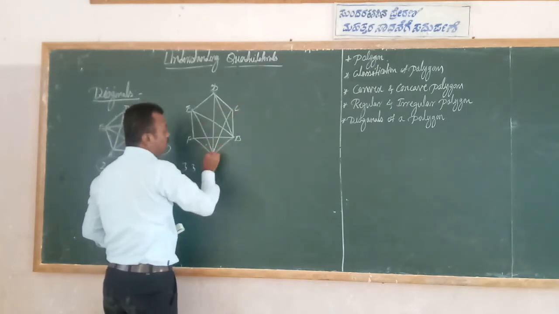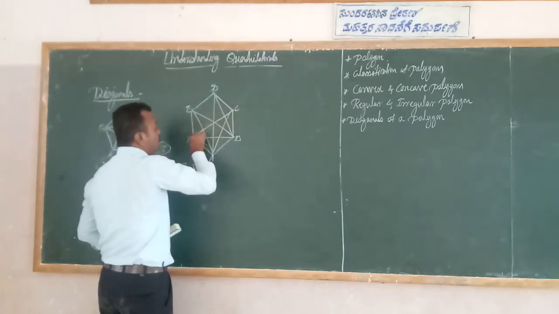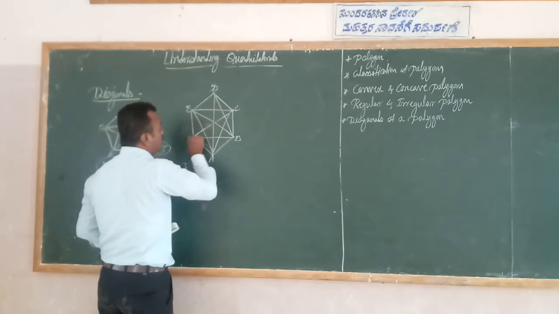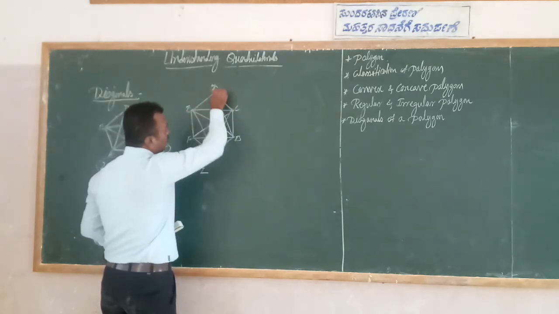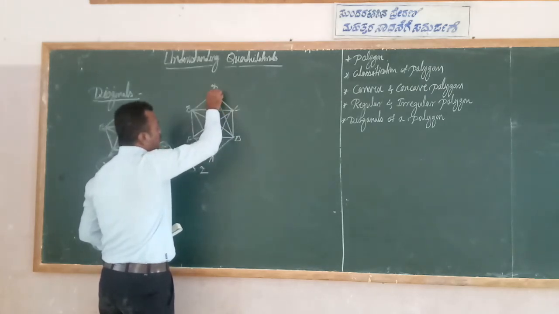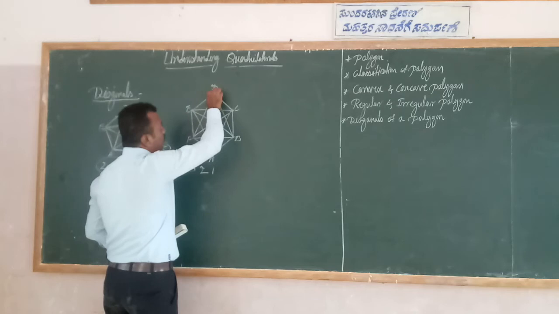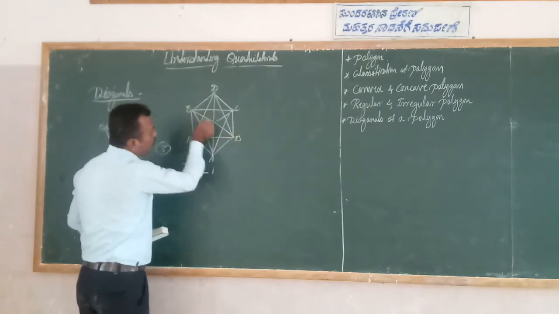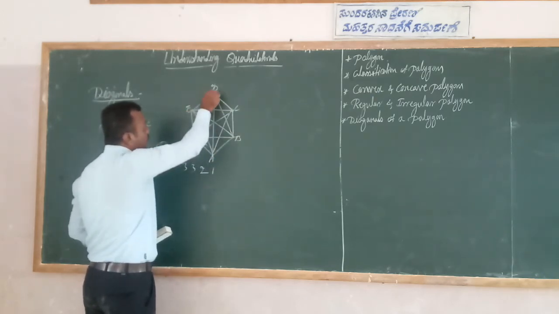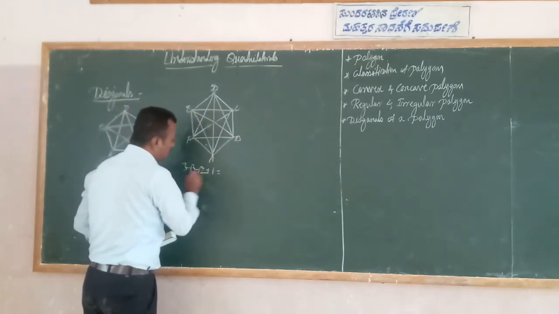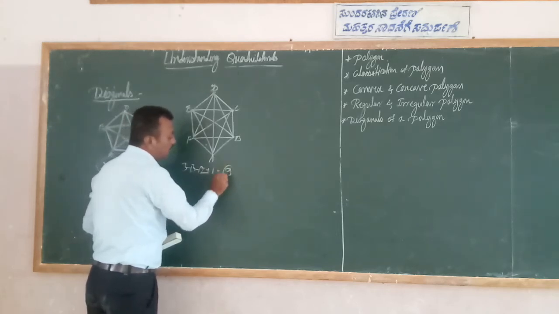And come to C. C to A is already over. C to F is 1, C to E is 2. C to D and C to A are already over. Correct. Next come to D. D to F is 1. D to B already over. D to A is also over. Next E. E to C over, E to B over, E to A over. Next F. F to D over, F to C over, F to B is also over. So how many diagonals are there? 3 plus 3, 6, 6 plus 2, 8, 8 plus 1, 9 diagonals.